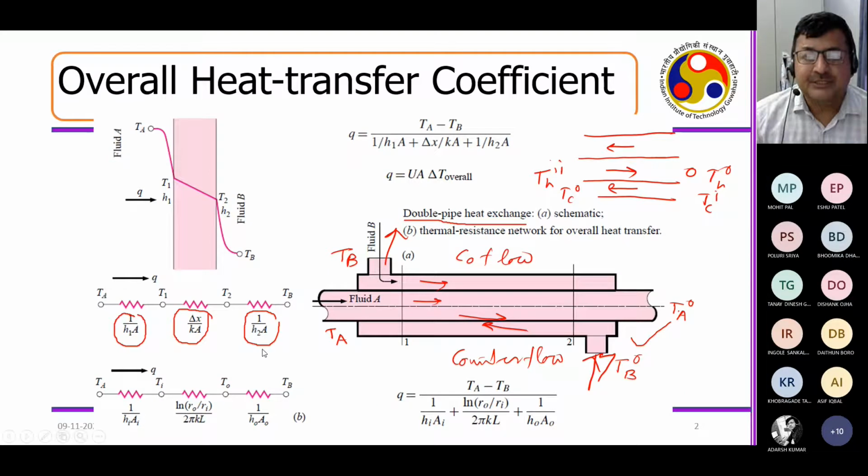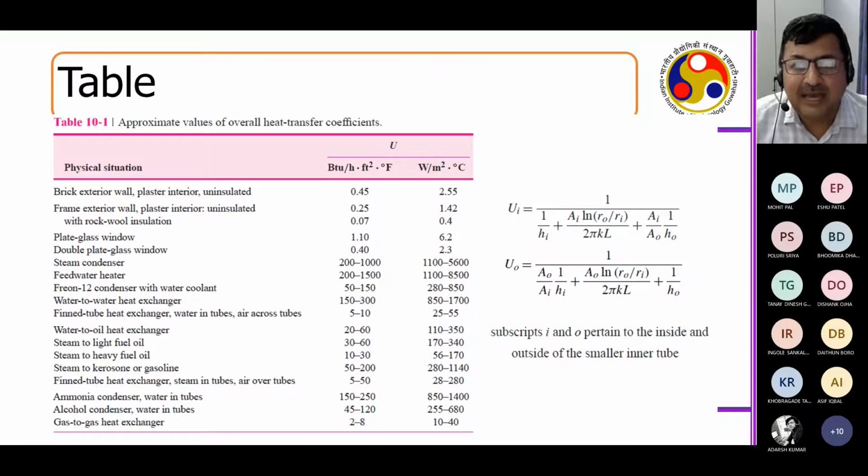Before getting into the co-flow counterflow situation, let us establish one thing: this Q is the rate of heat transfer, TA minus TB is the driving force, and this denominator is the resistance, which we define as the overall heat transfer coefficient, U. Okay. Now, when you have the heat transfer coefficient, you have done this problem.